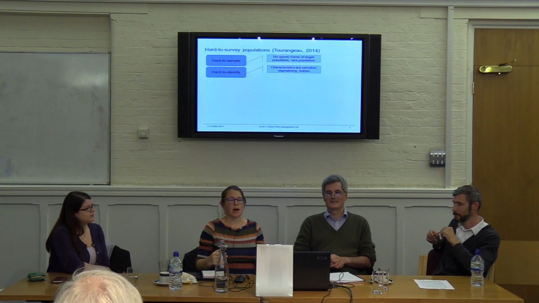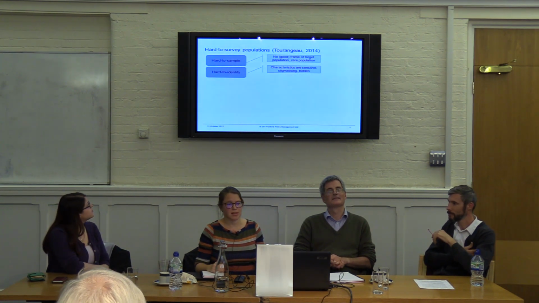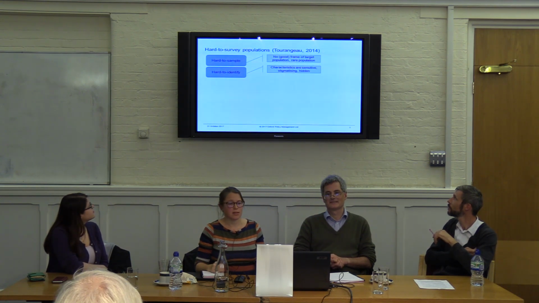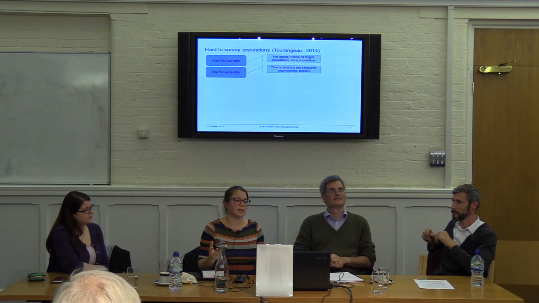There are also the cases of the hard to identify, and that might be because characteristics are sensitive, stigmatizing or hidden. So for instance, even if we go and we sample and we make a listing, but we are then not able to actually capture things around a disability status, we might still not be able to actually capture the population group that we're interested in.